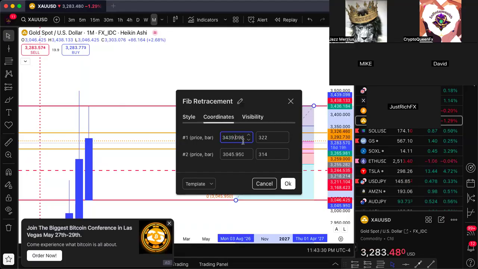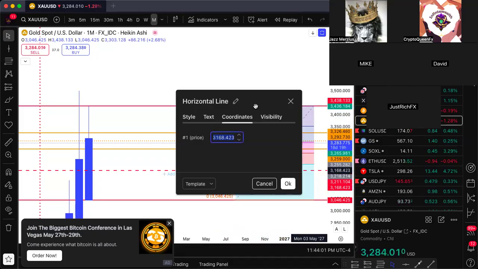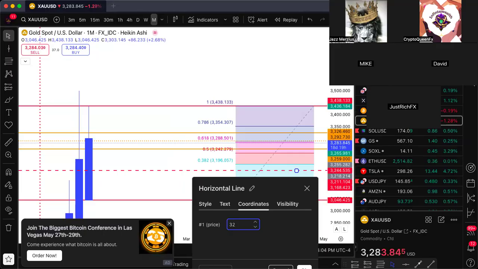Got the monthly high at 34.38 because gold made a new high last week. 34.38.133, and the low is 30.46.425. Your 0.5 level for your month is 32.42.279.